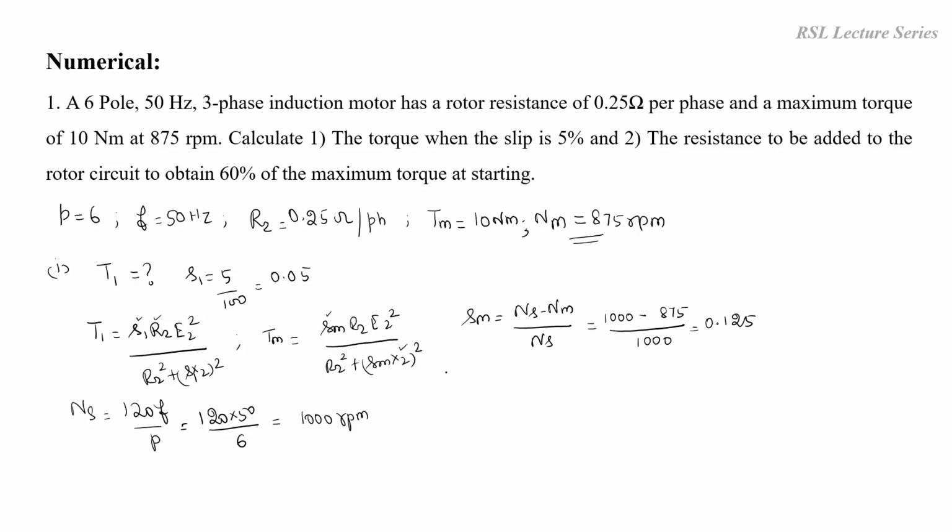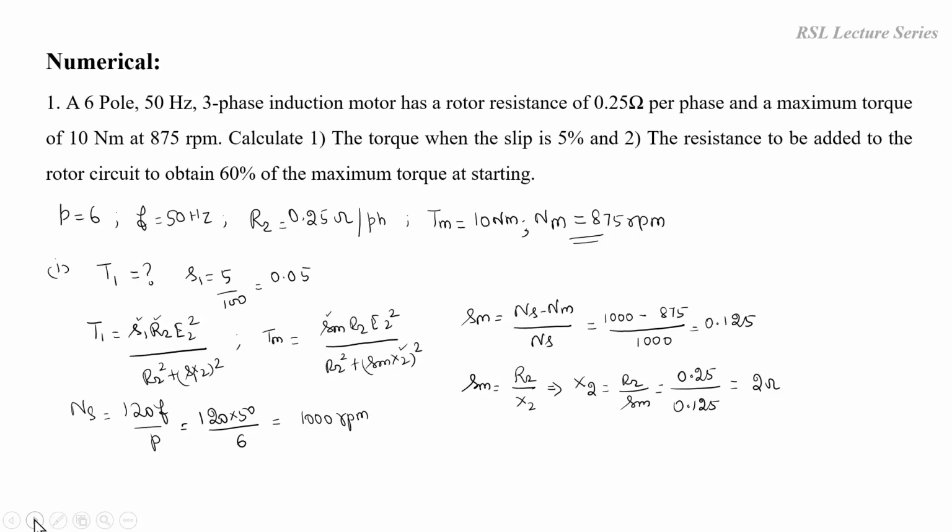Okay. So now we know that the slip corresponding to maximum torque can be written as R2 divided by X2. From this expression we can find X2 as R2 divided by Sm. R2 is 0.25, Sm is 0.125. On simplifying these two, we get 2 ohms per phase. So X2 is 2 ohms per phase. Now we have all the values corresponding to this torque equation, that is Sm and X2.